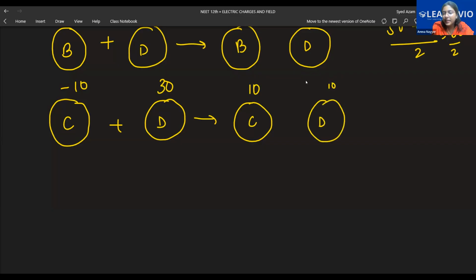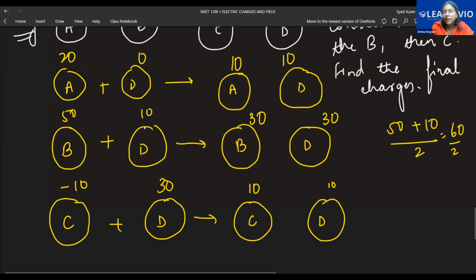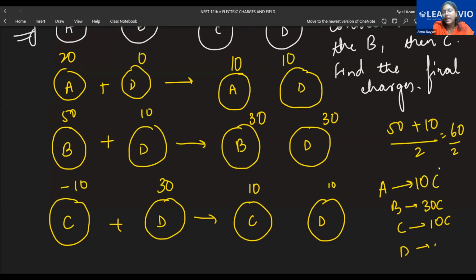So what are the final charges? Look, I am writing it here. A has 10 coulomb. B has 30 coulomb. C has 10 coulomb and D has 10 coulomb. This is the answer. Right? Correct?